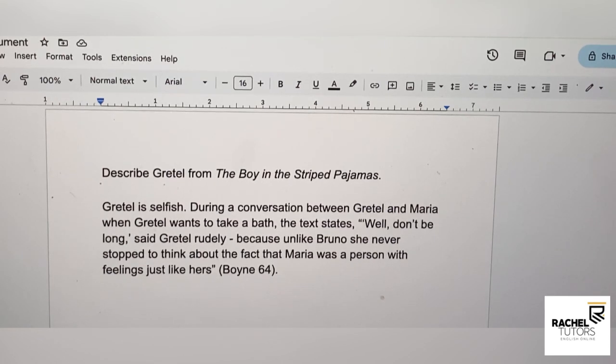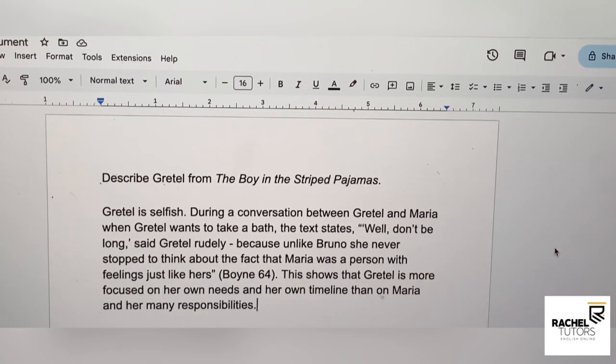So I've stated that Gretel is selfish. Now I'm including a quote that shows that she's selfish. And the last thing to do is to include my unpacking sentence. I'm going to start with one of those phrases that I talked about. So I chose to use the phrase, "this shows," and the whole sentence says, "This shows that Gretel is more focused on her own needs and her own timeline than on Maria and her many responsibilities."